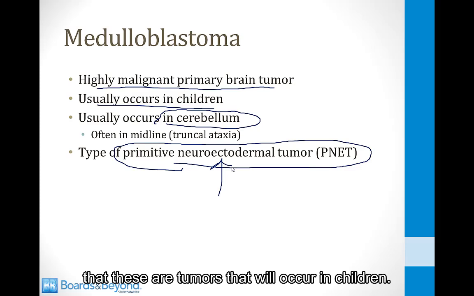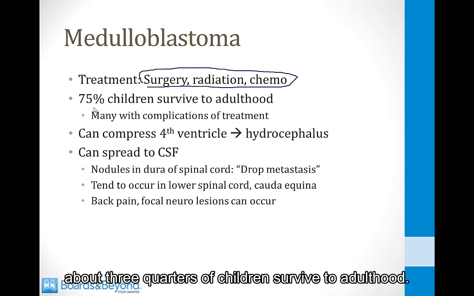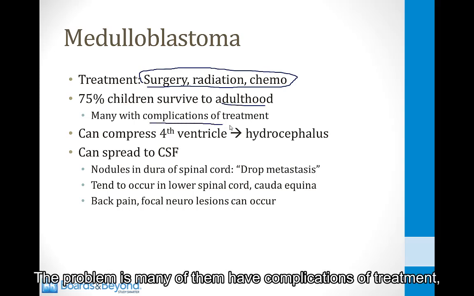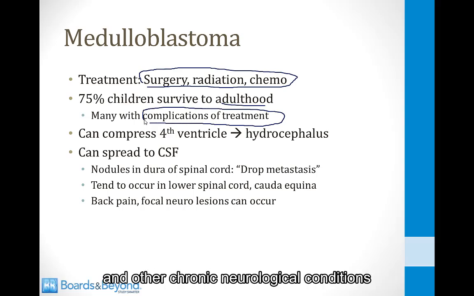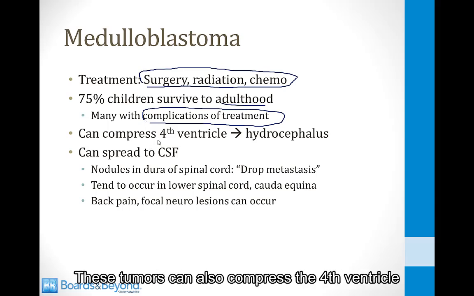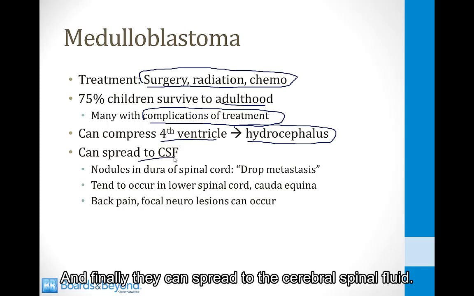You can treat these tumors with a combination of surgery, radiation, and chemotherapy, and if you treat it successfully, about 3/4 of children survive to adulthood. The problem is many of them have complications of treatment, so they can have hearing loss and neurocognitive impairment and other chronic neurological conditions as a result of the tumor they had as a child. These tumors can also compress the fourth ventricle and cause non-communicating hydrocephalus. And finally, they can spread to the cerebrospinal fluid.